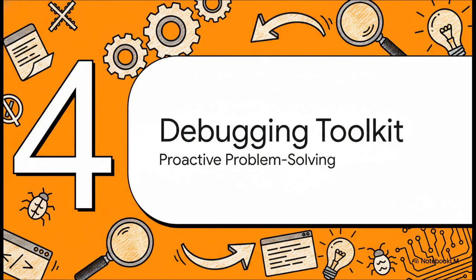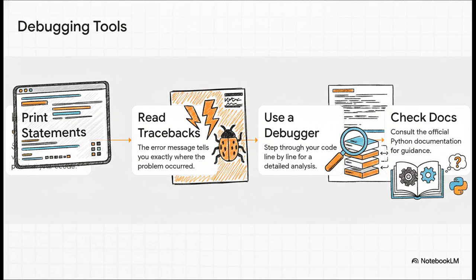Okay, so we've covered how to fix a bunch of specific errors, but let's zoom out a little bit. How do you just become a better problem solver in general? Well, that's where your personal debugging toolkit comes in. These are the habits that will help you solve any problem you run into. Here's your 4-step plan. Number 1, use print statements. Just sprinkle them in your code to check what your variables are doing at different points.